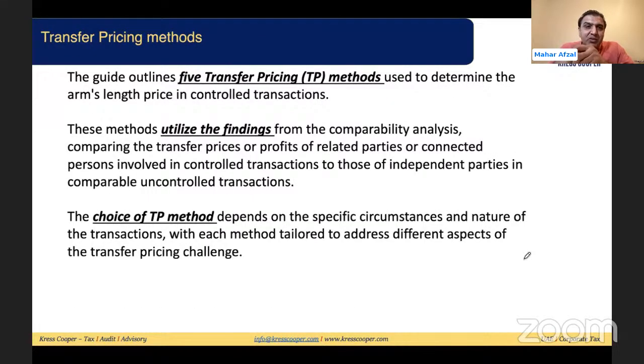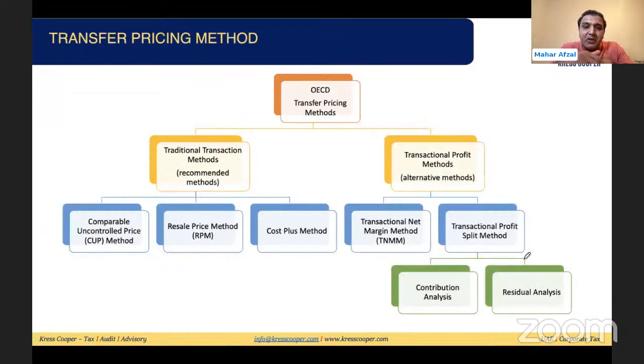Then the third stage was that we need to identify the TP methods, and we need to apply a TP method based upon the findings of the comparability analysis. There are 5 TP methods which have been given in the OECD guidelines and in the UAE corporate tax guide as well.